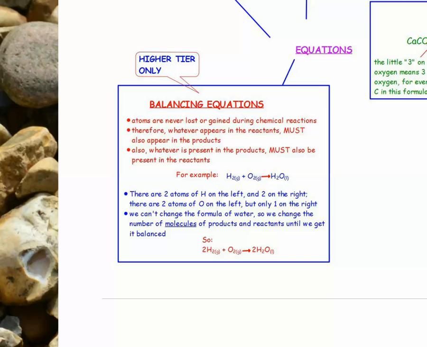Now what are we going to do about that? We can't change the formula of water, that's got to stay as H2O, so we change the number of molecules of products and reactants until we get it balanced. So if we have 2H2 plus O2 forming 2H2O, we've now got the same number of atoms of each on the left and right hand side of the equation. That's now balanced.